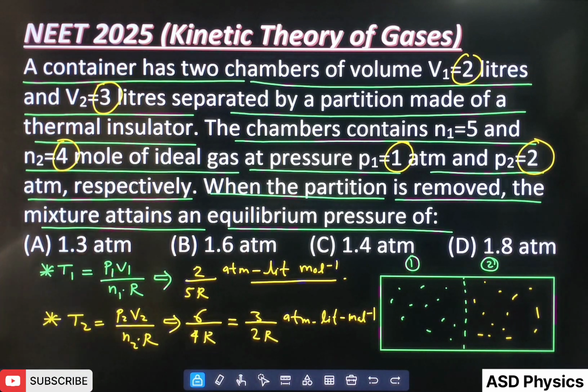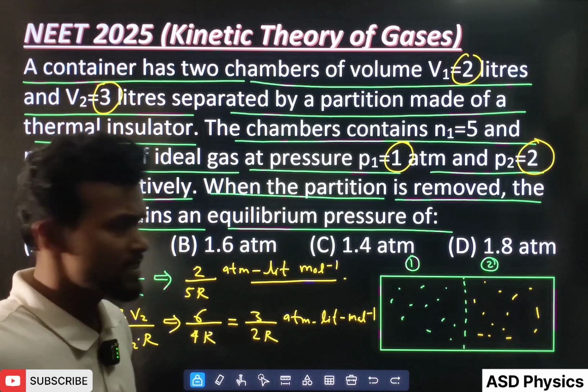Okay, can you see very well here, students? Atm, liter, mole inverse here. Check out very well. P1 V1 means 2 into 1. P2 V2 means 2 into 3, and N2 is given here 4. Now N1 is given 5. Is it? This we have got here.